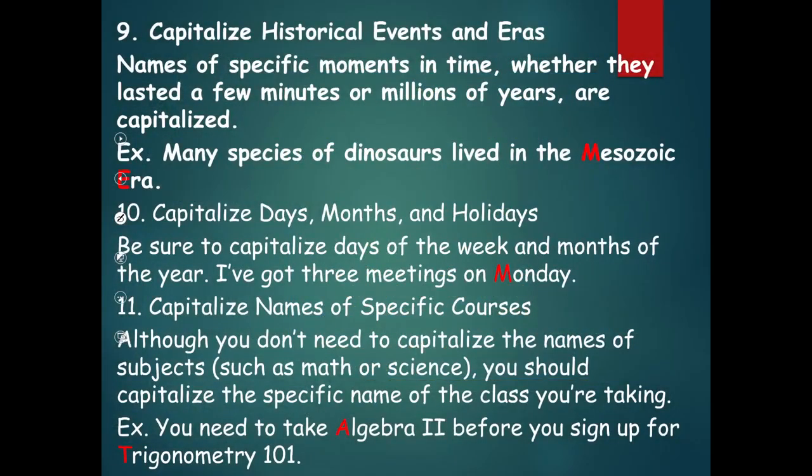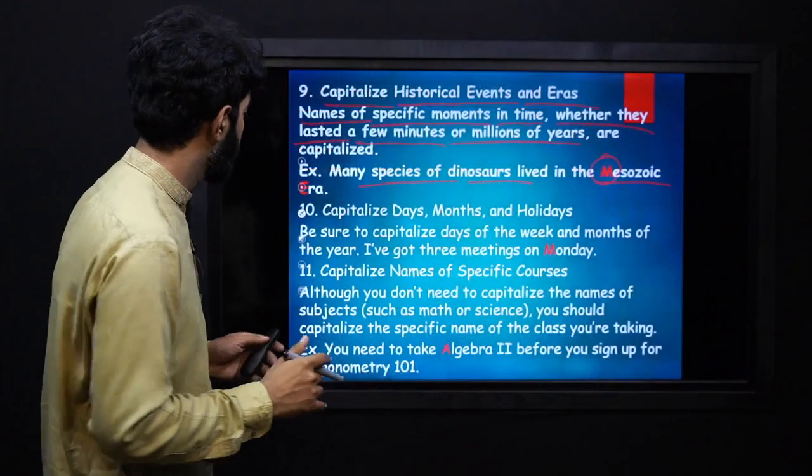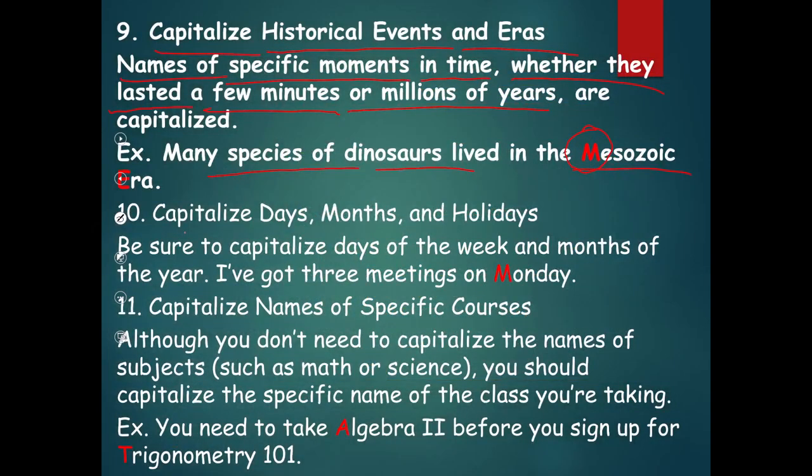Rule number 9, we have capitalize historical events and eras, names of specific moments in time, whether they lasted a few minutes or millions of years. They are capitalized. For example, many species of dinosaurs lived in the Mesozoic era. So the Mesozoic era is an era, hence it will be capitalized.